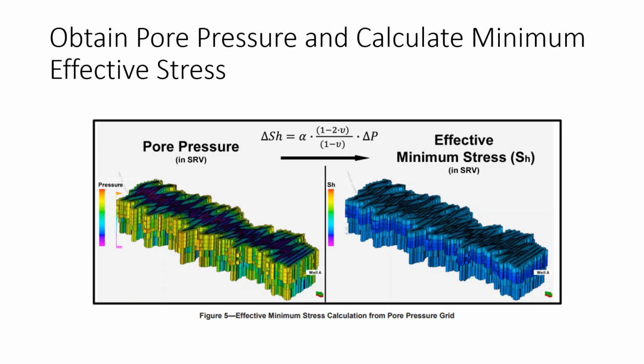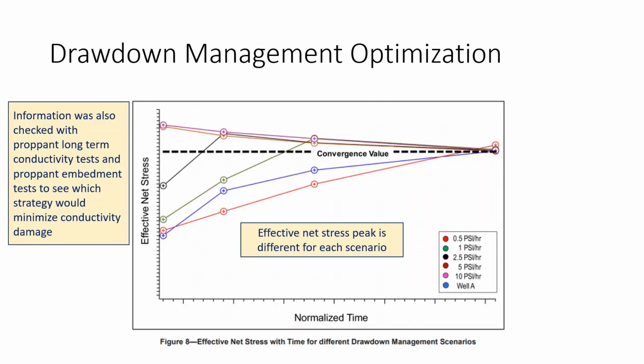Next, the paper talks about drawdown management optimizations, where they quantify what exactly is a conservative, moderate, aggressive, and very aggressive strategy. A conservative strategy is between 0.5 to 1 psi per hour. A moderate strategy is 1 to 2.5 psi per hour. An aggressive strategy is 2.5 to 5 psi per hour, and a very aggressive strategy is 5 to 10 psi per hour. One thing to note in this chart is that the effective net stress peak in each of these strategies is different for each scenario.